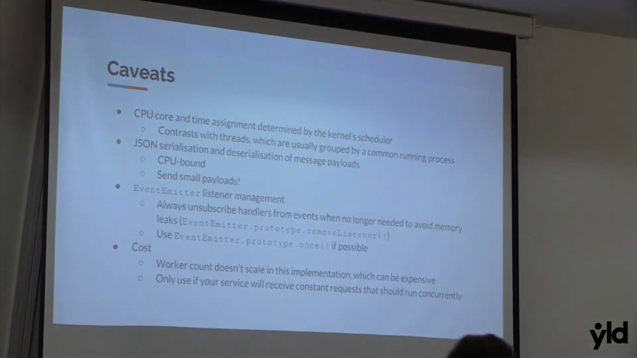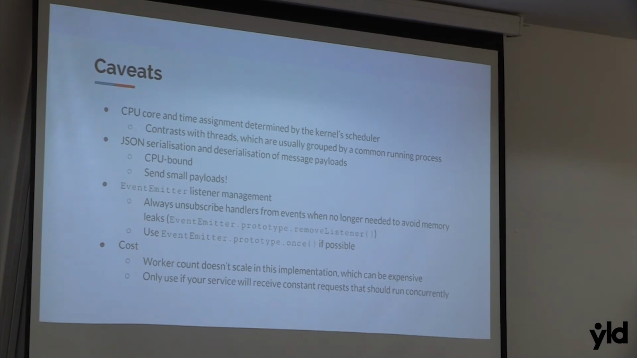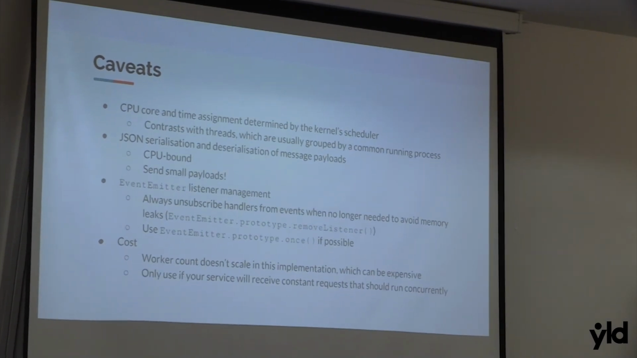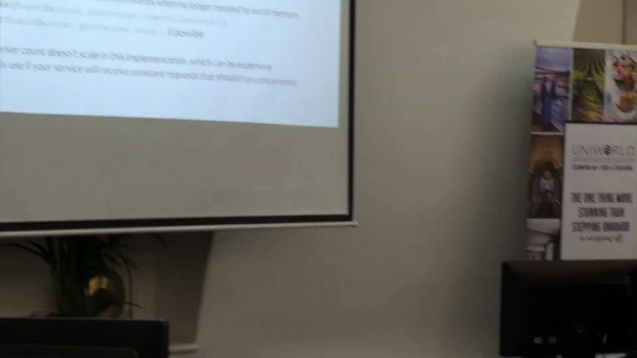So we're almost done. 2 more slides. Firstly, I want to point out some caveats. As I mentioned, the CPU core and scheduling time assignment are managed by the operating system kernel, so you don't necessarily have control over that. If you look at threads in Java, for example, you can do prioritization. The child process API, I think, does allow that to an extent, but it's really up to the kernel scheduler, so you don't have much say.